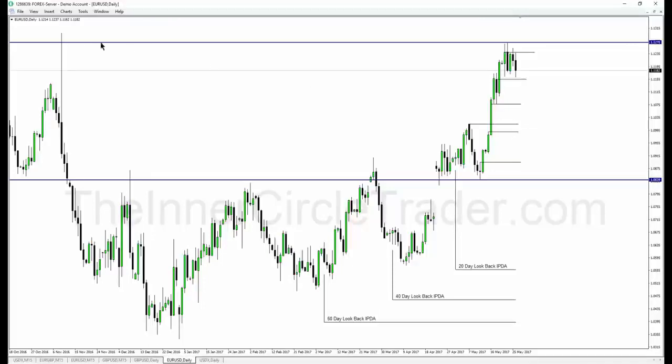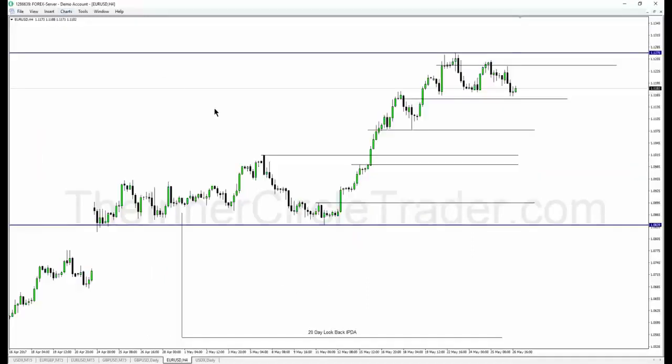So let's go down into a 4-hour chart. Okay, here we are on a 4-hour chart for the Euro Dollar. And you can see how all the daily PD arrays in the last 20 trading days look back for IPDA. We can see where IPDA will be looking to consider where liquidity may be resting, giving traders at the bank level an opportunity to get in and capitalize orders, whether it be long or short.